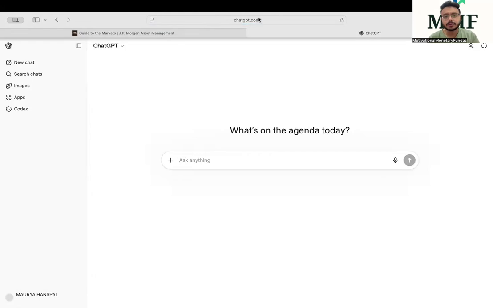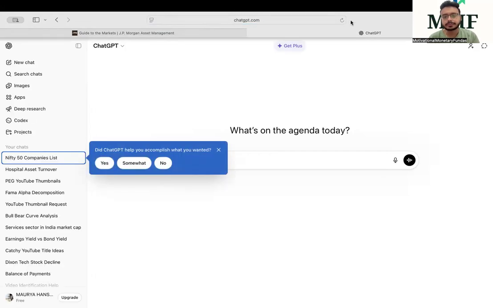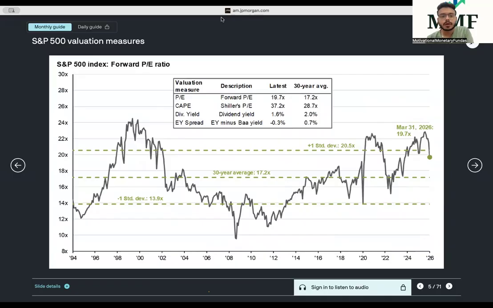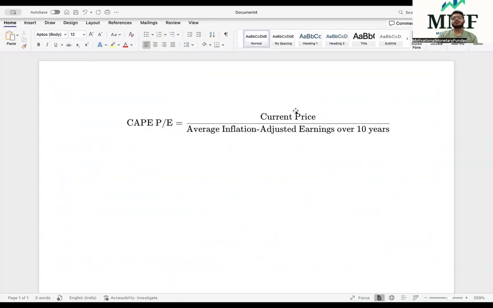Let me share my screen with you. So here comes the formula for the cyclically adjusted price to earning multiple. That is your current market price divided by the average inflation adjusted earnings over 10 years. The same can be taken for the past 5 years also.